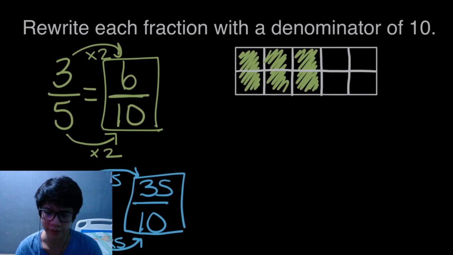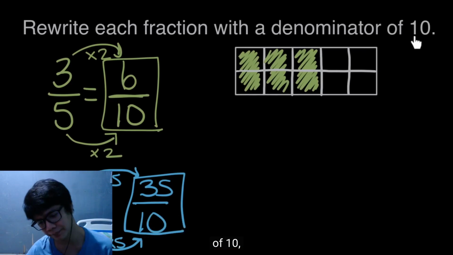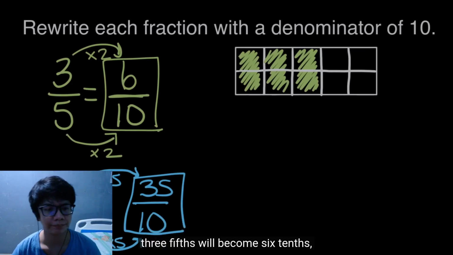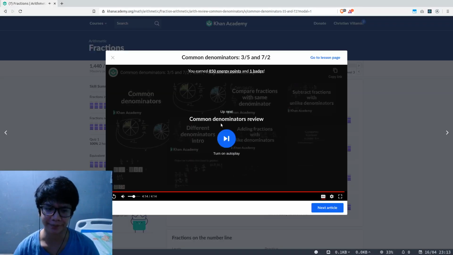So to change these two fractions to have a common denominator of 10, 3/5 will become 6/10, and 7/2 will become 35/10. Okay, that's cool.